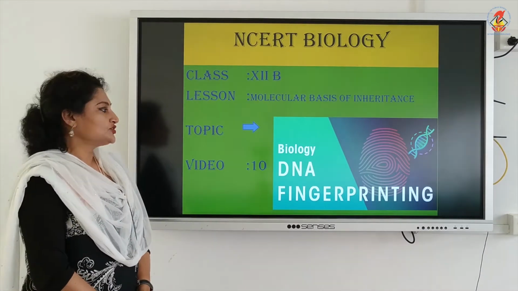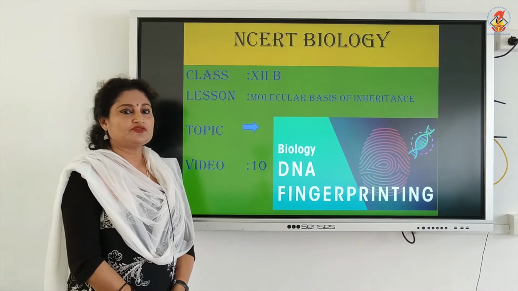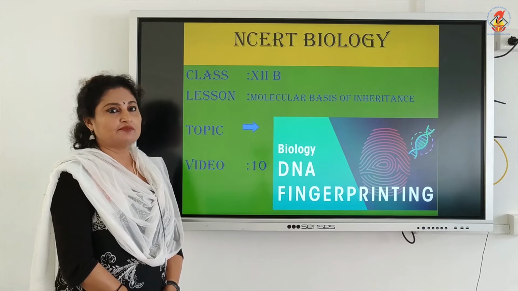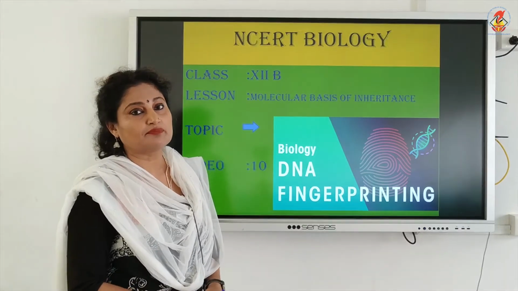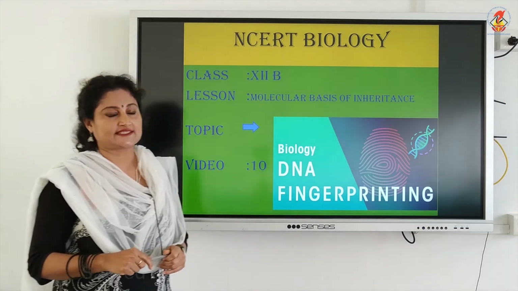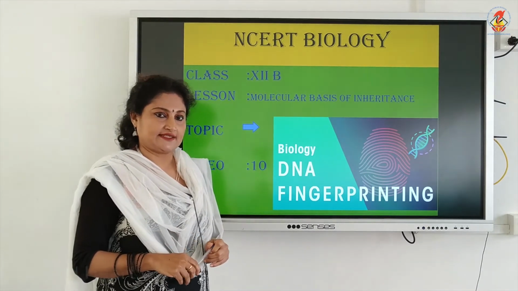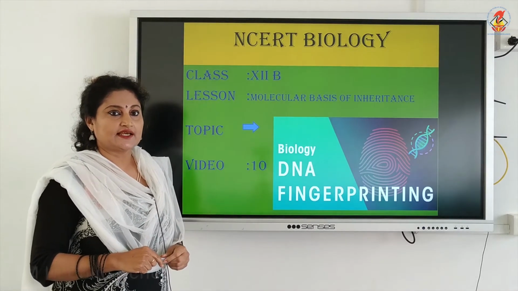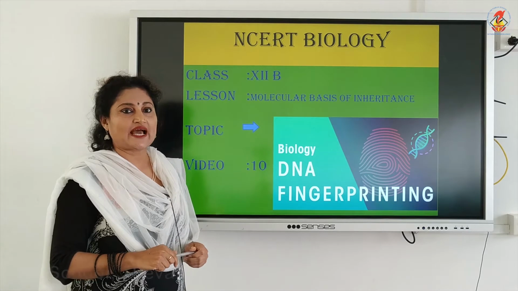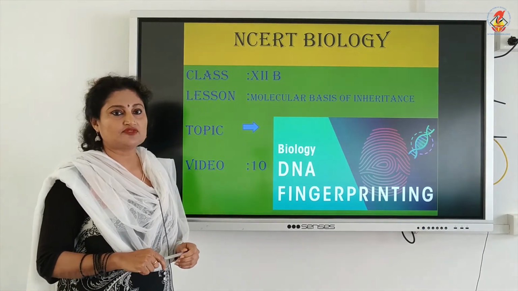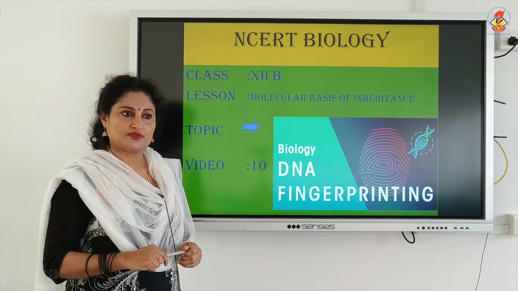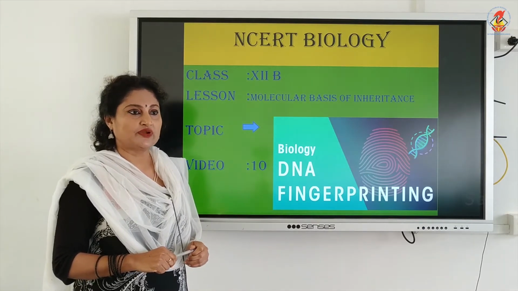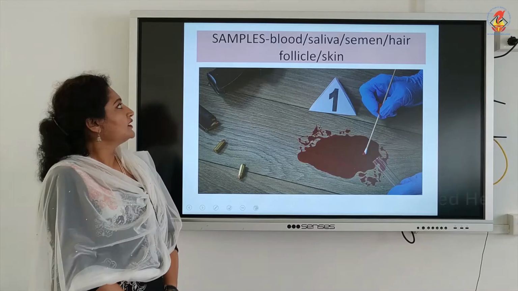Hello children, today I will be taking the topic DNA fingerprinting in video number 10, and with this topic I will be introducing you to yet another interesting branch of biology called forensic science. What is forensic science? Forensic science is also known as criminalistics. It is a branch of biology which deals with the application of science and scientific method in the judicial system, both civic law and criminal law, mainly on the criminal side during criminal investigation.